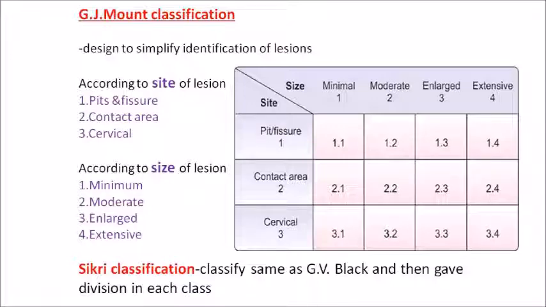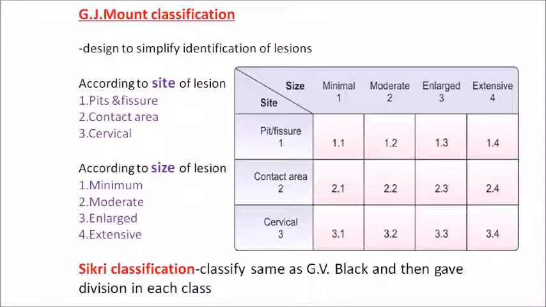Now this will be the classification. If it is minimal in the pit and fissures, that is 1.1; minimal in the contact area it is 2.1; minimal in the cervical area it is 3.1; moderate in the pit and fissure, that is 1.2; moderate in the contact area, that is 2.2. So whatever the site is comes first and the size comes second. This is Graham Mount's classification.